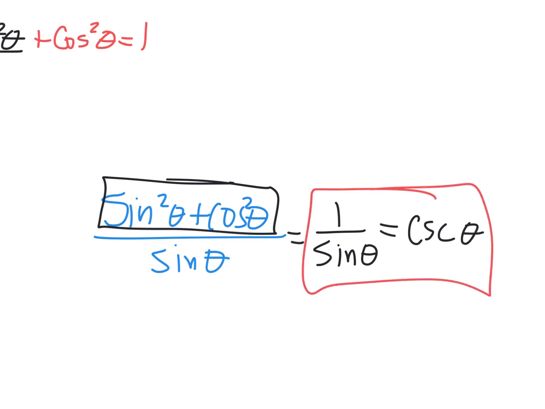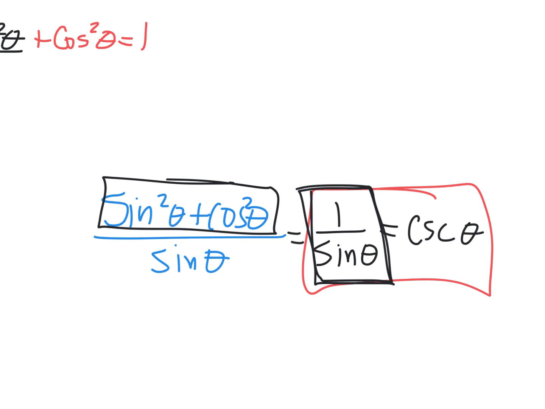Sine goes with cosecant. Cosine goes with secant. And tangent goes with cotangent. Do you remember those? Well, those come up in this unit too. So you've got to know this fact, that whenever you see 1 over sine, you replace it with cosecant.